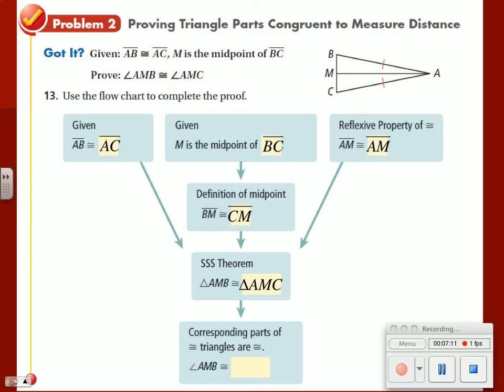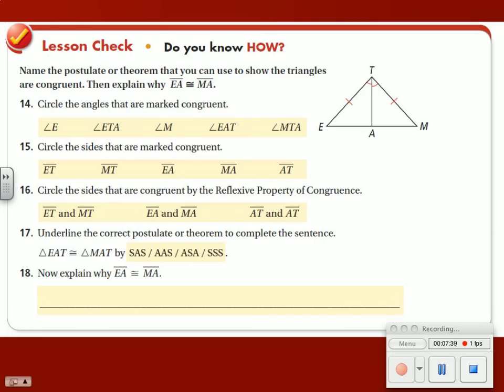Now that I know that the two triangles are congruent, I can prove anything about any side or any angle. So angle AMB is congruent to angle AMC by CPCTC. Got to get all that in there. So angle AMB is congruent to angle AMC. So that's pretty much our lesson. You just got to remember corresponding parts of congruent triangles are congruent.